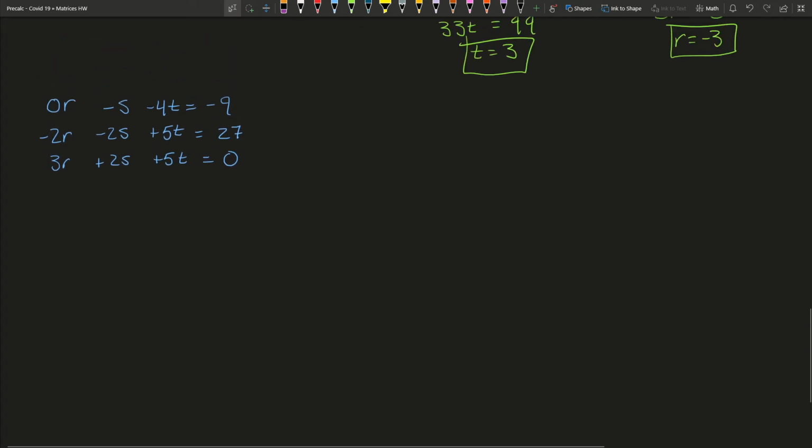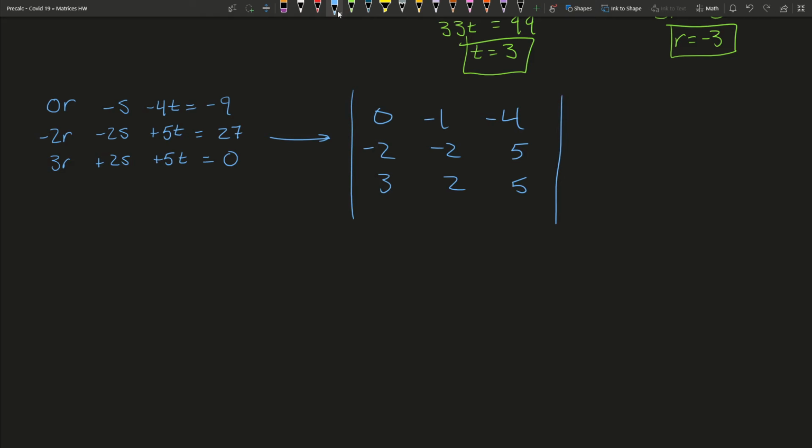Okay, the second part was to take the determinant of the coefficient matrix. The first thing we need to do is get the coefficient matrix, which is just the coefficients of r, s, and t. Those coefficients are 0, -1, -4, then -2, -2, 5, then 3, 2, 5. And we need to take the determinant of that. The first thing we have to do is repeat the first two columns, then multiply the diagonals, and then subtract them in different directions.